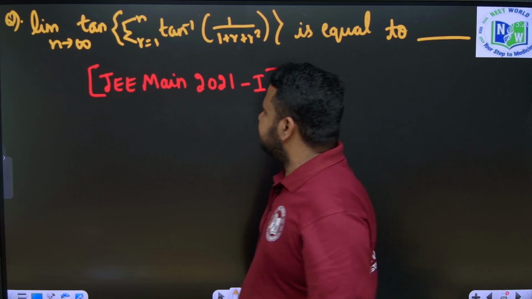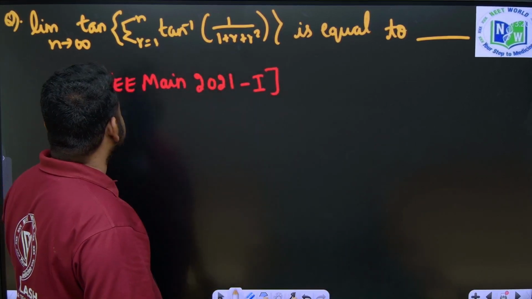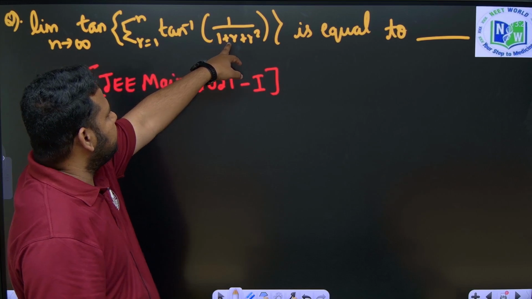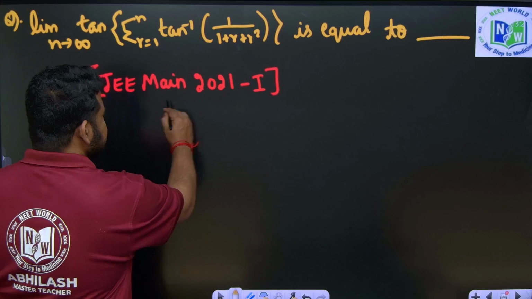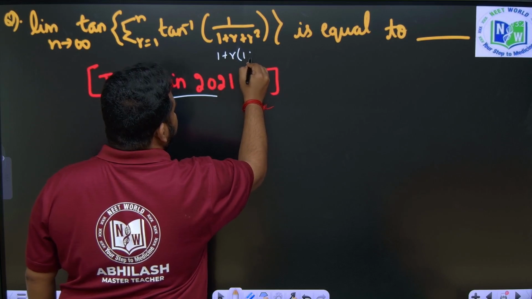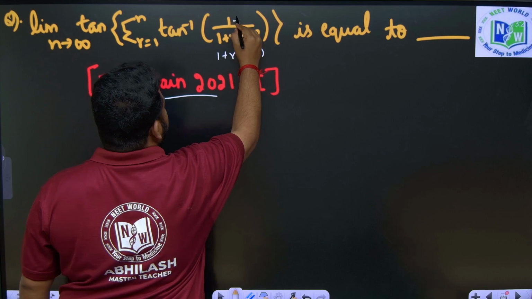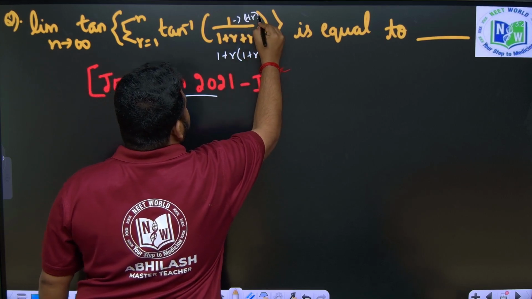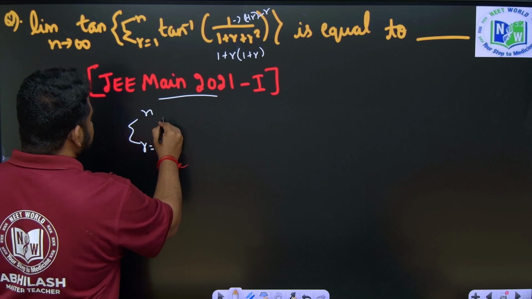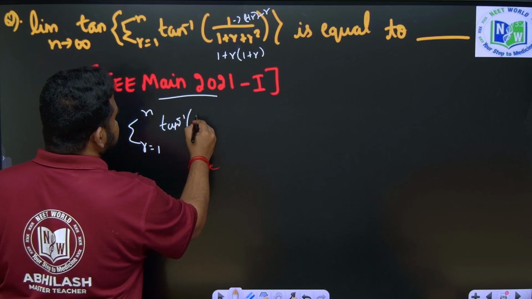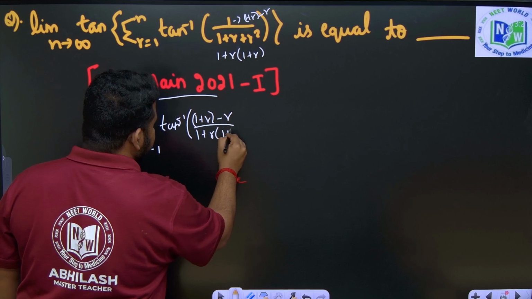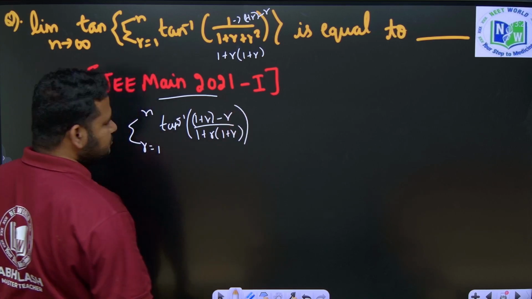Look at this. They have given limit n tends to infinity, summation of r running from 1 to n, tan inverse of 1 by 1 plus r square is equal to what? This is a 2021 JEE Mains numerical value question. This 1 plus r square, I can write as r into 1 plus r, and this 1 I can write as 1 plus r minus r, correct? So this I can write as summation r running from 1 to n, tan inverse of 1 plus r minus r divided by 1 plus r into r. Correct?